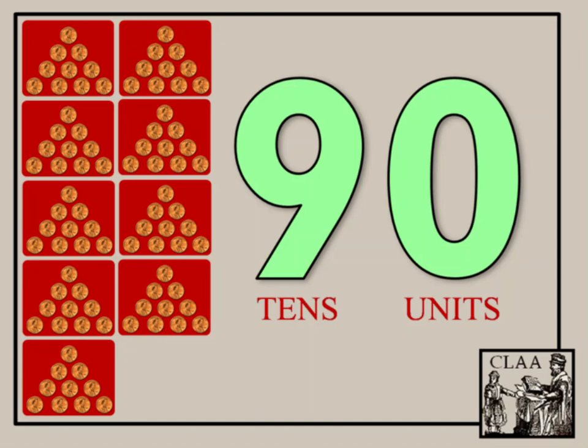9 sets of 10 makes 90. You can see the number 90 written on your screen. There is a 9 in the tens place to show how many sets of 10 we have, and a 0 in the units place to show that there are 0 units left over. 9 tens and 0 units makes 90.